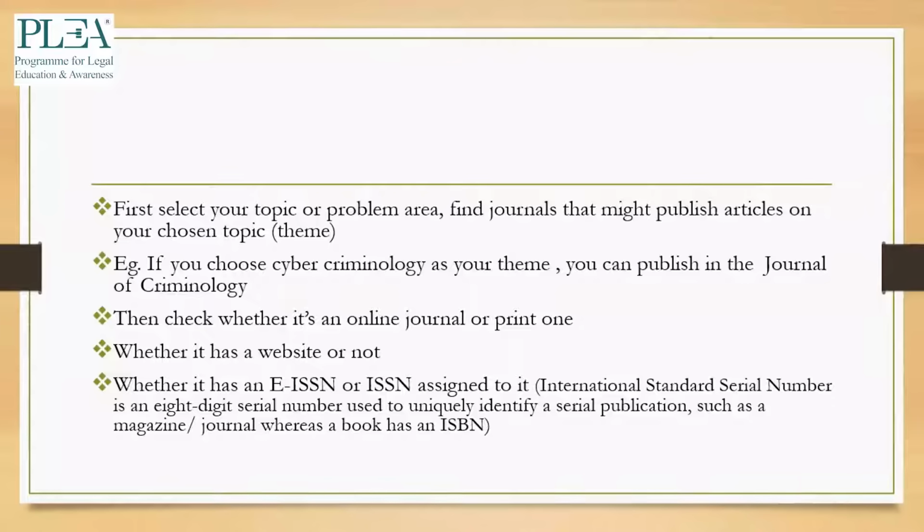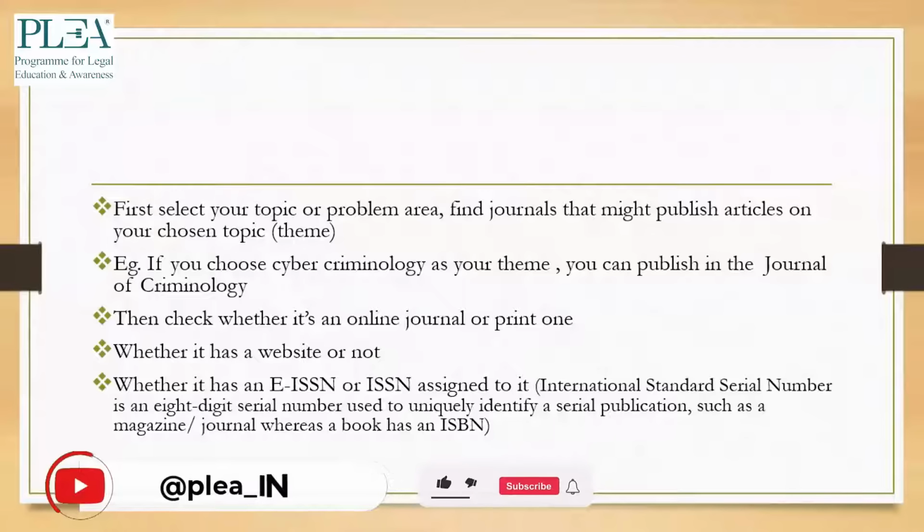First, select your topic or problem area. Find journals that might publish articles on your chosen theme or topic. For example, if you choose cyber criminology as your theme, you can publish in the Journal of Criminology. So find out which journals will publish your articles. Do not just send it en masse, to everybody at large. Just try to narrow down your research area.